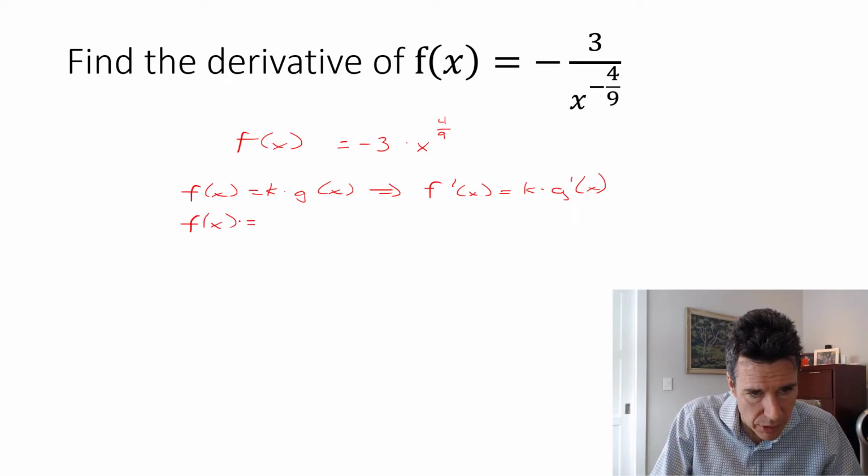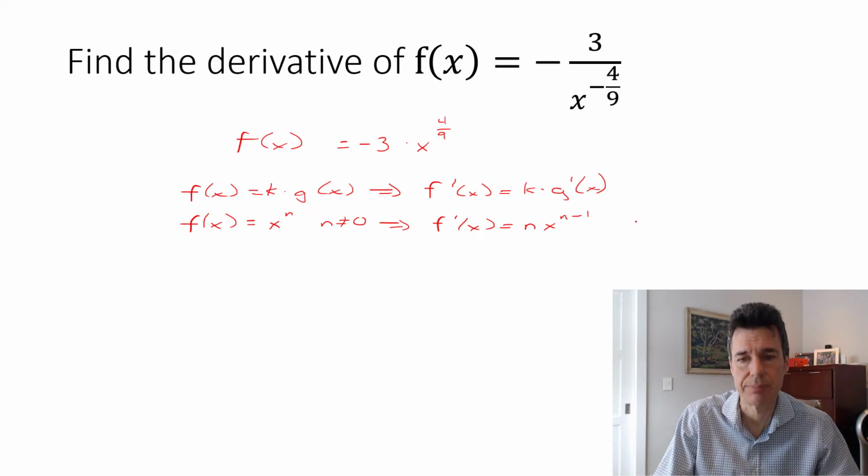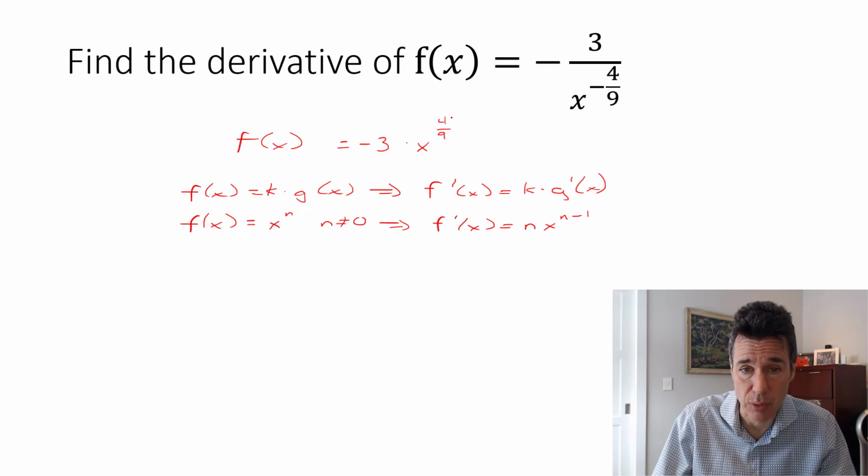The second property of differentiation is the power rule. So if f of x equals x to the power n, where n is not 0, we have f prime of x equals n x to the power n minus 1. So that's going to help us take the derivative of x to the 4/9.